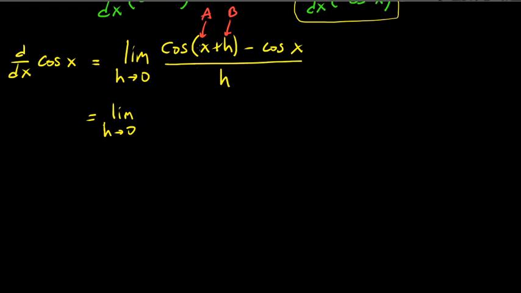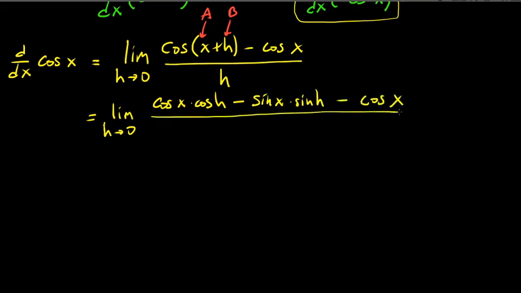So, cosine of x plus h will be cosine of x times cosine of h, and then minus, sorry, I did it again, sine of x times sine of h. And then we still have minus cosine of x, all over h. So how does that help? Well, it doesn't look like it helps much. It doesn't look like we can do a whole lot here.